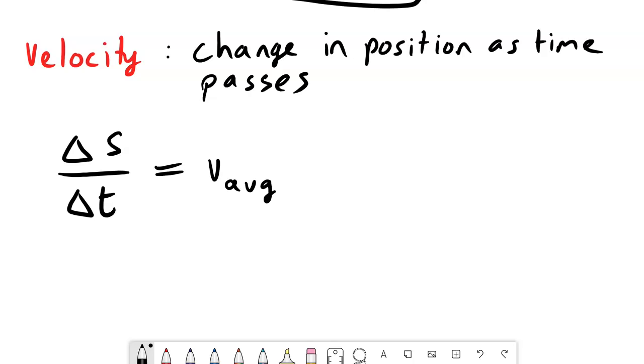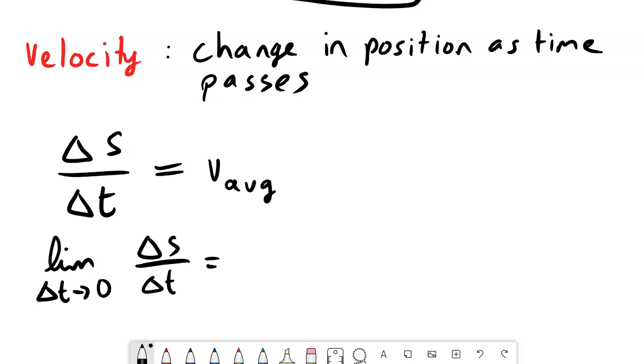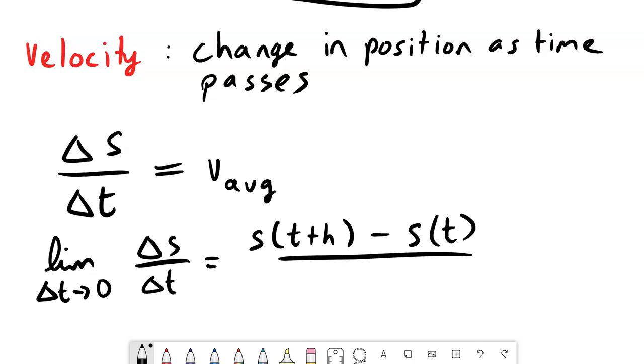We want to look at specific points, and the only way to do that is through calculus. So what happens when we take the limit as t approaches 0 of this? Well, if we do that, it looks like it will end up being something like this. s of t plus h minus s of t all over h. And this kind of looks like the definition of the derivative. And what this is equal to is the instantaneous velocity.